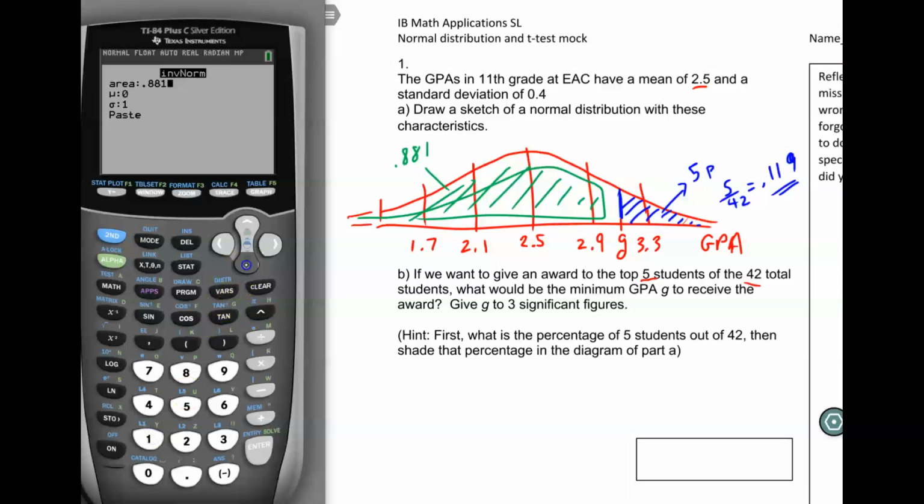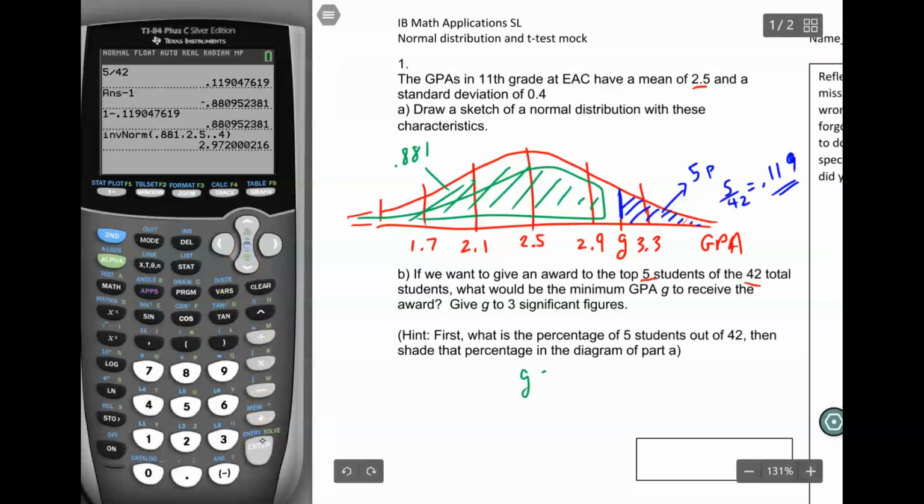And the mean is 2.5, and the standard deviation is 0.4, and I go to paste. And the answer is 2.97. So G is equal to 2.97. It asks for 3 significant figures, and that is 3 significant figures.